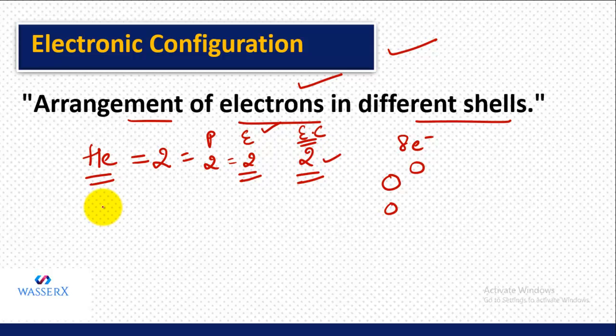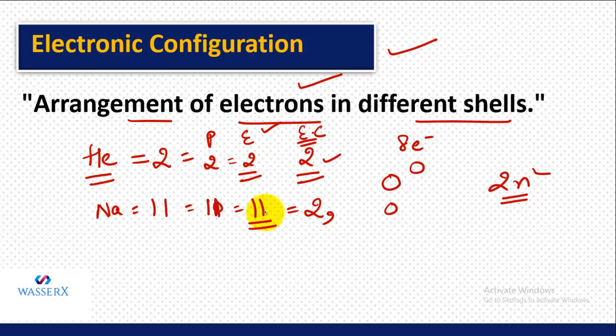Let's say I have an example of sodium. We know the atomic number is 11. We also know protons are 11 and electrons are 11. So how are we going to arrange these 11? The first shell can accommodate a maximum of 2, so let's subtract 2 out of 11. Second shell can accommodate a maximum of 8 electrons. We have already calculated that from 2n squared, right? So we pick 8 electrons out of these and place them in the second shell.